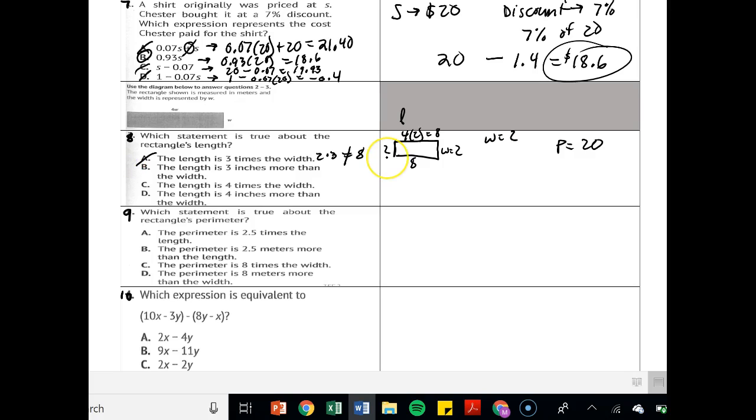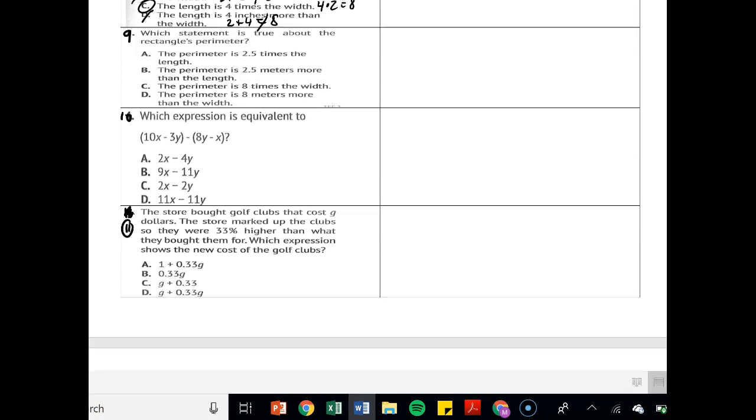The length is 3 inches more than the width. Is 3 plus the width, which is 2, equal to 8? No, it's equal to 5, so that's out. The length is 4 times the width. Is 4 times the width, which is 2, equal to 8? Yes, it is. The length is 4 inches more than the width. Is 2 plus 4 equal to 8? No, it's not. So the correct answer is C. I'll let you do number 9.